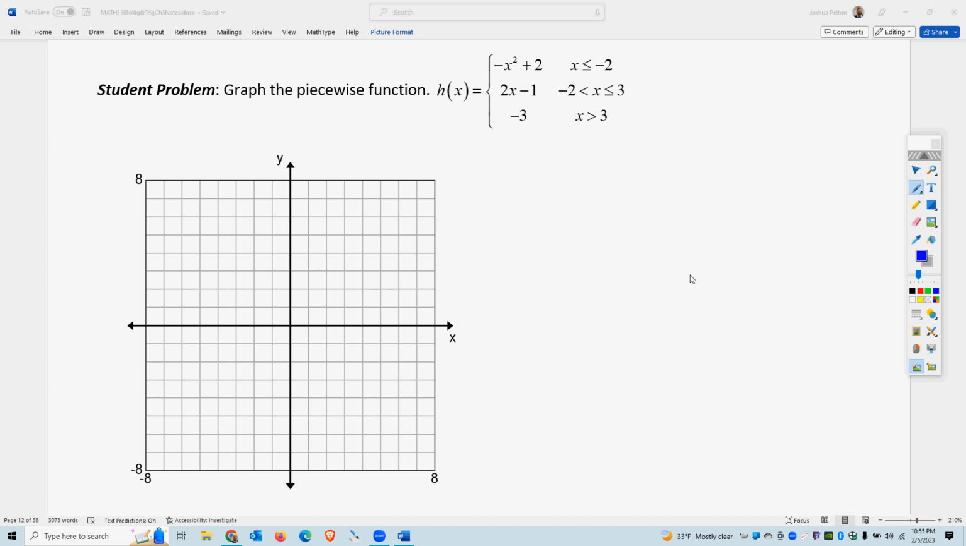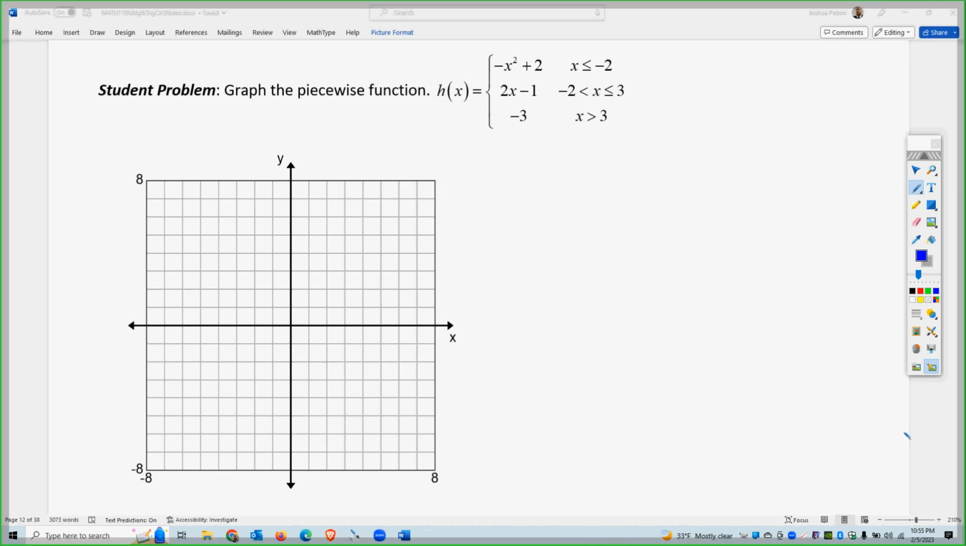Okay, so when you do these, there's no particular order to them. You can do them in any order you want. I just like to go left to right myself because that's the way I read a book. So anything that's less than negative 2 here is the first one. So I'm going to make this invisible line here that doesn't actually exist. You don't need to make the dotted line. I'm just doing it for visual purposes. So y equals negative x squared plus 2.